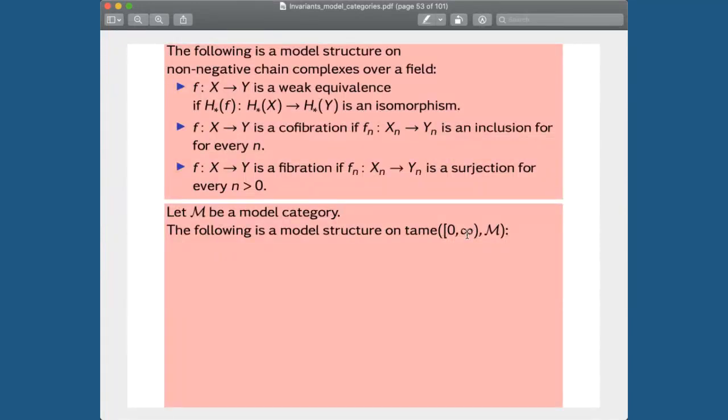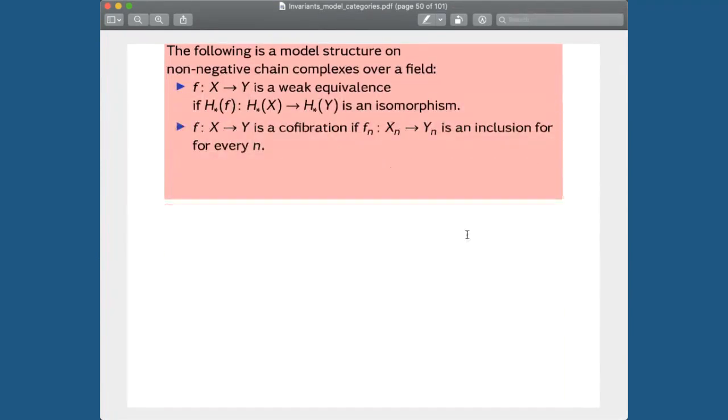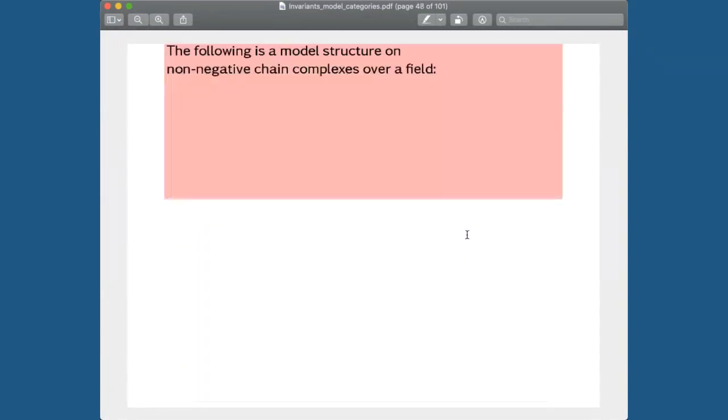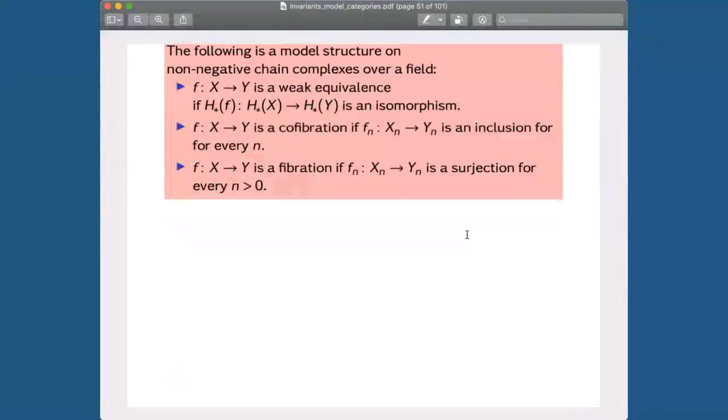Right, you have to prove the theorem that these definitions of fibrations and cofibrations satisfy these axioms, and one of those axioms is this lifting axiom, MC4. Right, that's the lifting axiom, but it's an axiom. You have to prove that these maps satisfying these properties satisfy this lifting axiom. That's a theorem, right? It doesn't come for free. You have to prove it.